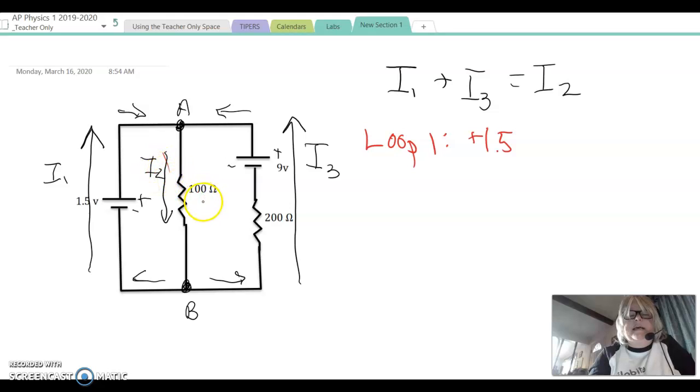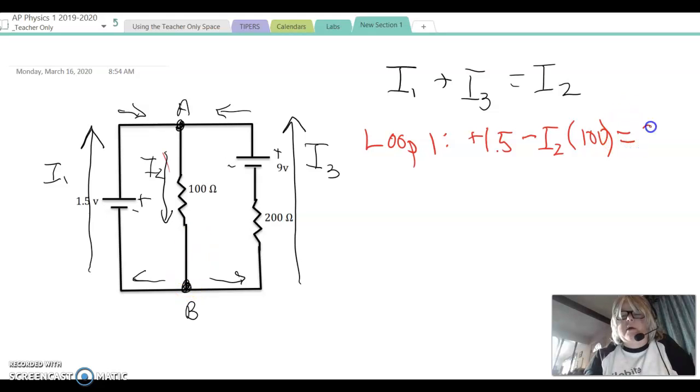Current I2 is then flowing through my 100 ohm resistor in the direction that the current travels. So that's going to be negative I2 times 100. And then I get back to B. When I get back to B, I'm going to say equals 0. Now this is a simple algebraic problem. I can easily solve this.